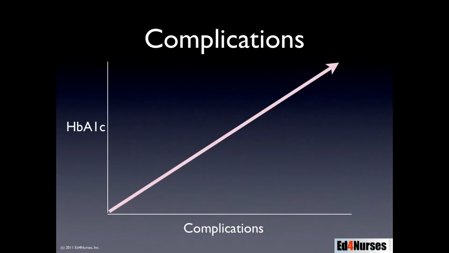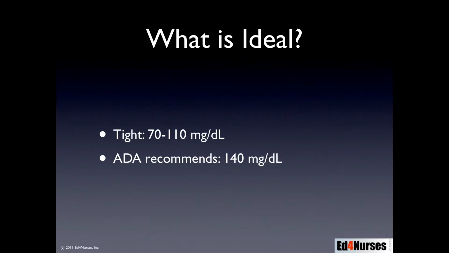One thing we do know is that the higher the blood glucose goes, the higher the chance there is of long-term complications associated with it. So we do want to have the lowest possible blood glucose we can have without causing the opposite complication, which is hypoglycemia. So what is ideal? Well, ideal might be having a tight blood glucose concentration between 70 and 110.